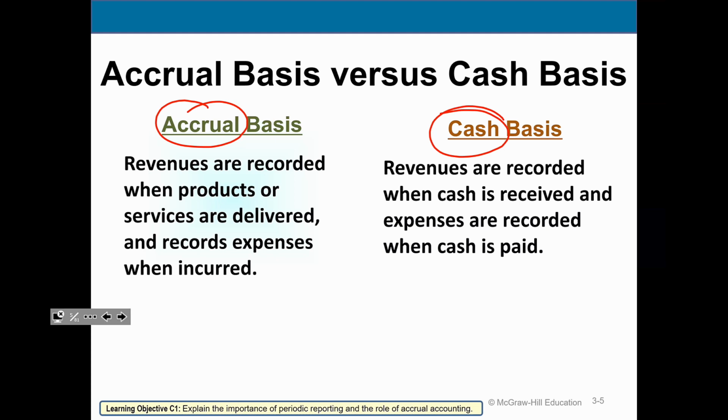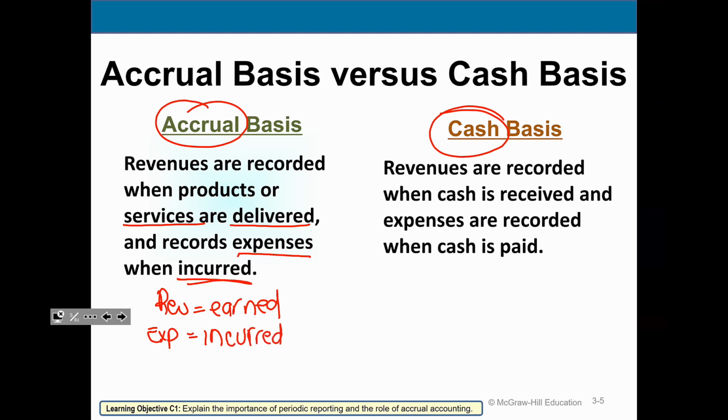So accrual basis means that expenses are incurred or services are delivered. It's usually that revenues are earned, which is the easiest way to remember it, and expenses are incurred. That's the easiest way to know accrual basis, so put that in your notes.